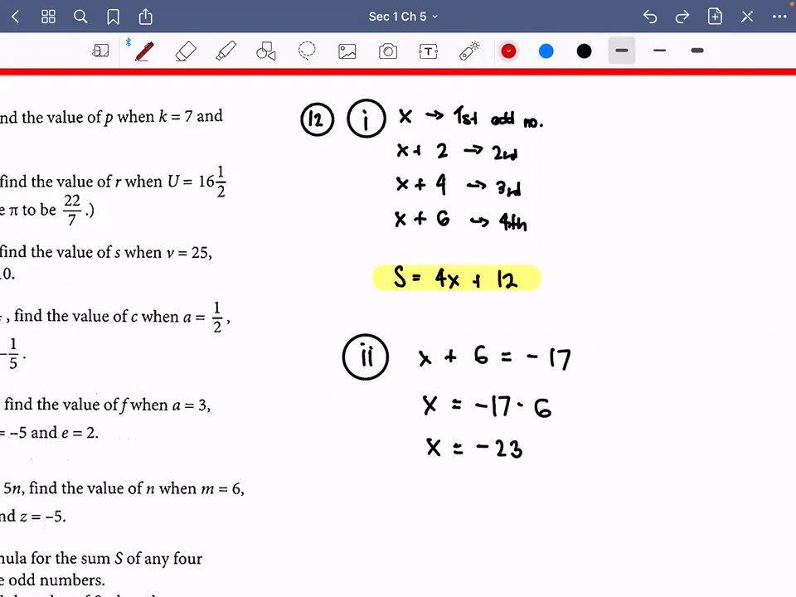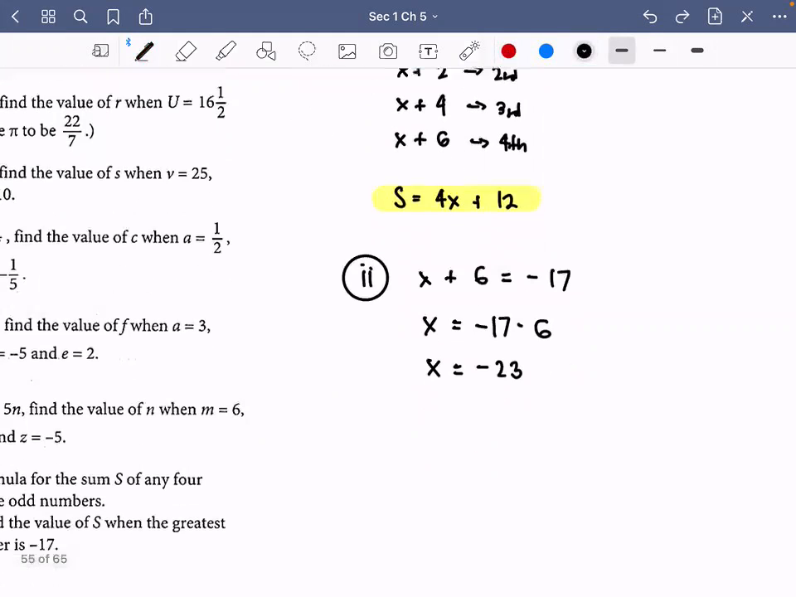Okay, so let's solve for S. So S is equal to 4 times -23 plus 12. So what is the value of S? The value is -80. So that's your final answer for number 2.